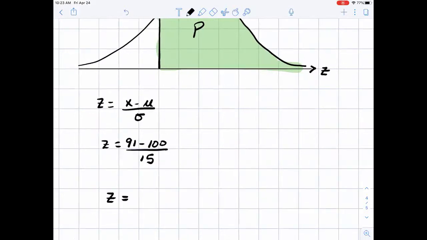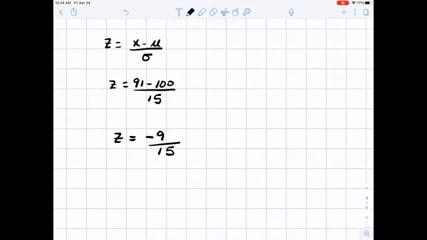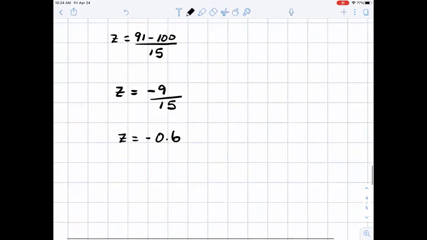So Z is equal to 91 minus 100. That will be -9, and be very careful with the negative, divided by 15. And if I divide that by 15, now I have Z is equal to -0.6. Since I'm looking up 2 digits, Z is equal to -0.60, right? So this is what I have to go and look up.